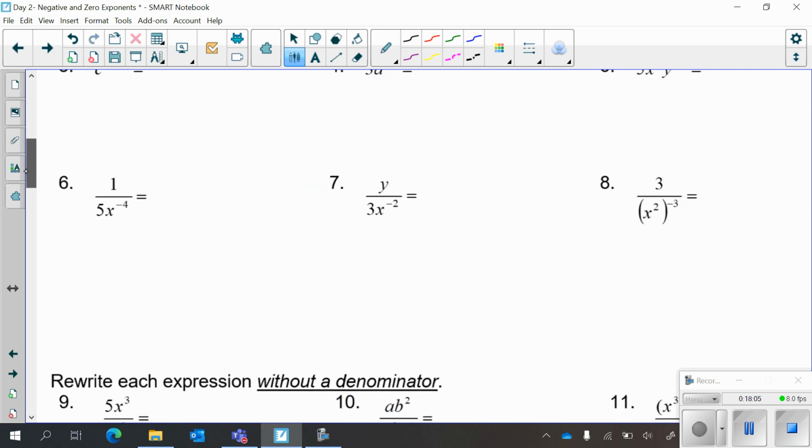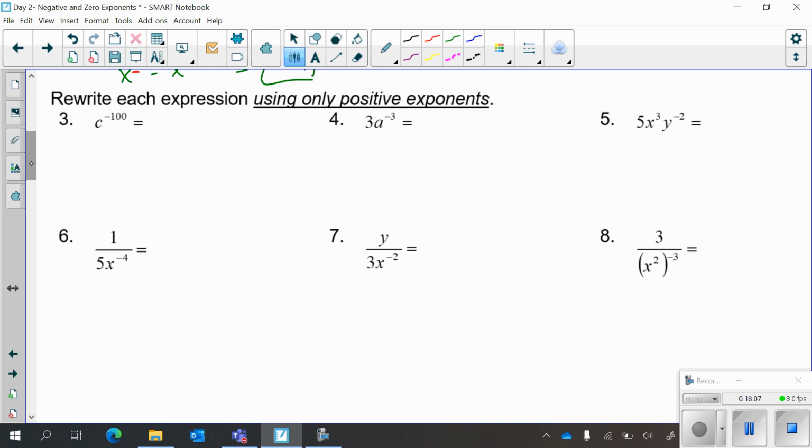All right, we are going to practice using only positive exponents. When you see a negative exponent, flip it. We have 1 over c to the positive 100. You flip and make it positive. Now, for the next one, the 3 is going to stay where it is because only the a has the negative. So only the a goes to the denominator. And when you move it to the denominator, you make it positive.